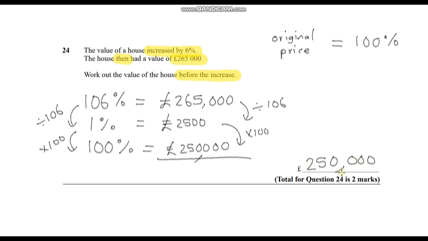Now you can check your answer by going the other way. So if it was £250,000 and it increased by 6%, well, you could do 250,000 times 6% increase, or 1.06. And if you do that, you should get back to the new price of £265,000. So you know whether you've got the answer correct or not.